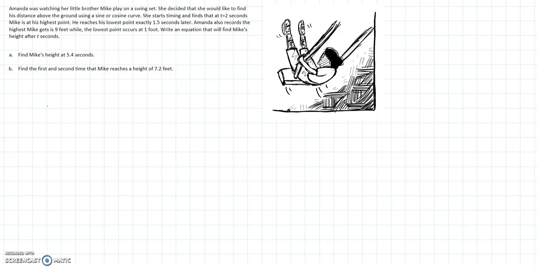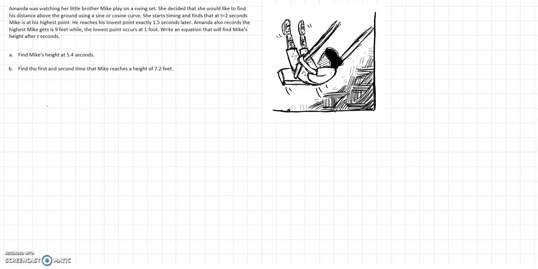Hey guys, so today we're gonna be working on this word problem shown on the screen. Amanda was watching her little brother Mike play on a swing set. She decided that she would like to find his distance above the ground using a sine or cosine curve. She starts timing and finds that at 2 seconds, Mike is at his highest point.